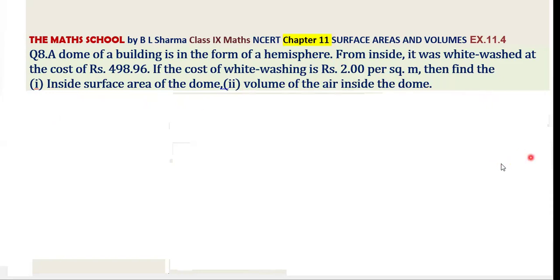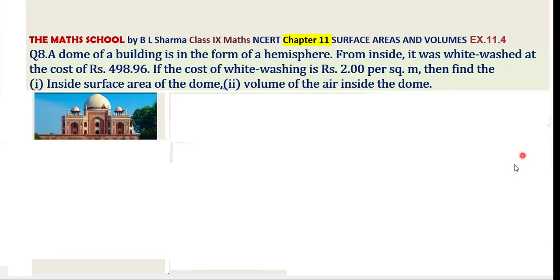इसको हम विजुलाइज करते हैं. एक डोम का कोई फिगर लेते हैं. देखिए ये एक डोम है. This is dome. किसी भी बिल्डिंग के ऊपर बना होता है. और देखिए ये एक ताजमहल है और उसका एक डोम है. So many buildings can be there. This is hemispherical dome. अंदर से इसको व्हाइट वॉश किया जाता है.